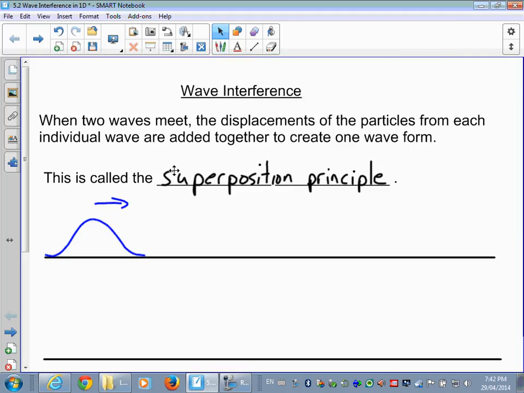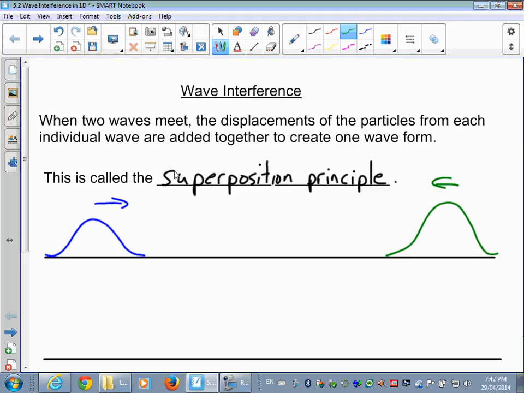And that will be my pulse. It's not a full wave. If I were to keep doing this over and over again, then it would be a wave. Let's say I do the same thing going back in the other direction. That was supposed to be the same size, but it's not. That'll be good enough. So they're going to eventually end up meeting.